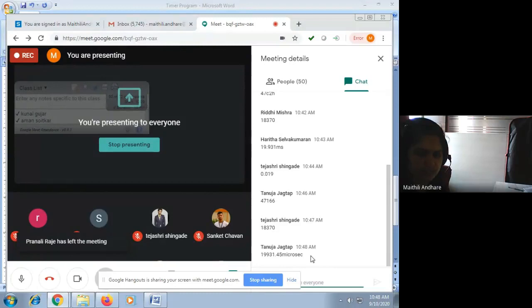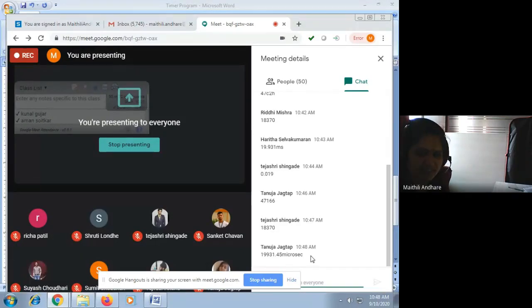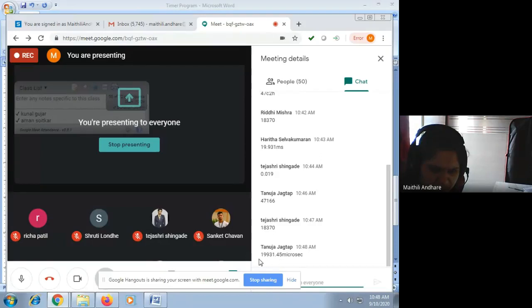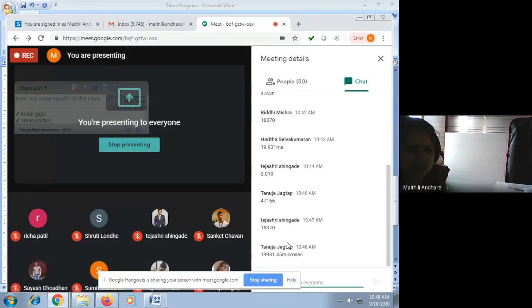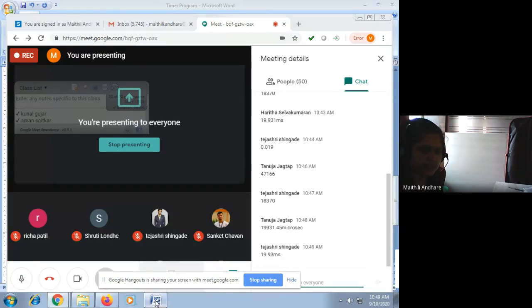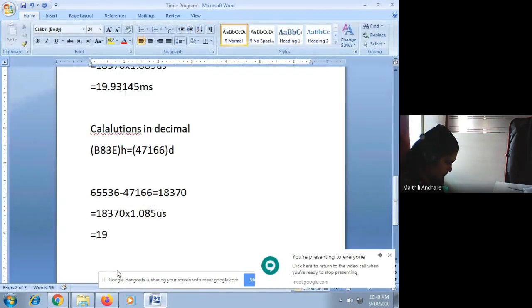Yes. What is the task? You should get the same answer. Actually, it is 19.931. It will come in microsecond. Then just check the answer, Tanuja. You should get the same answer with both the calculations. Only the way of calculation is different, the hexadecimal calculation and the decimal calculation, but the final answer should remain the same. So again you should get the same value, 19.3145, whatever it may be, and that to be in the millisecond.